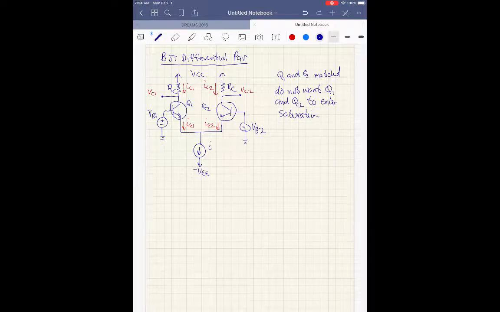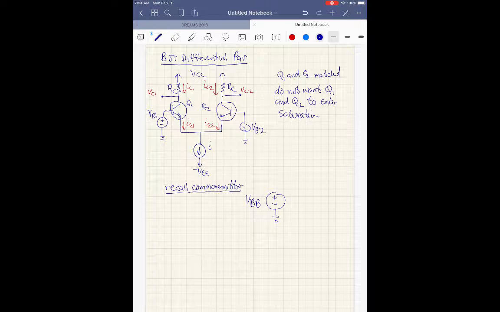Now I believe you covered this last semester. If you recall, for a common emitter transistor, BJT circuit, let's look at least for the common emitter configuration. If you remember, we had, again, this is from last semester.